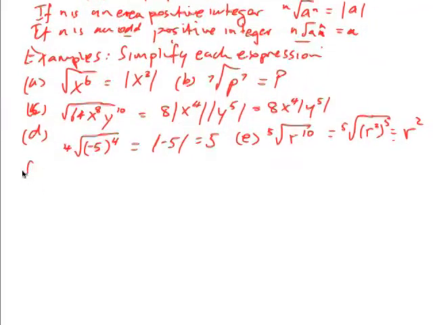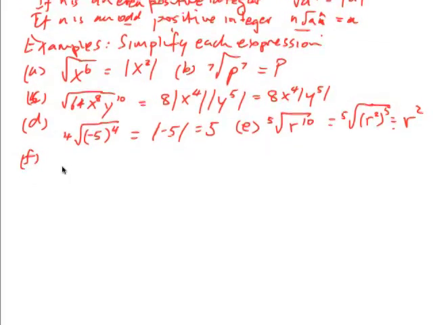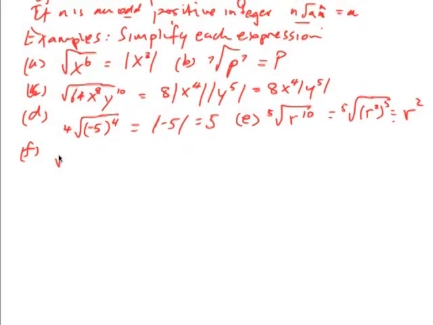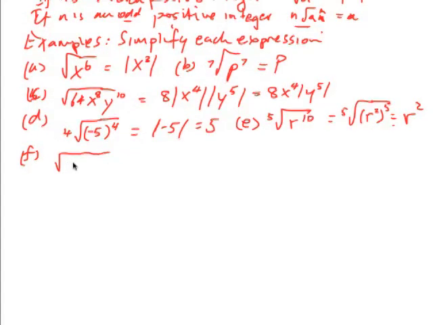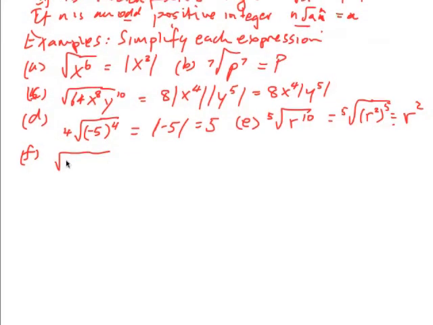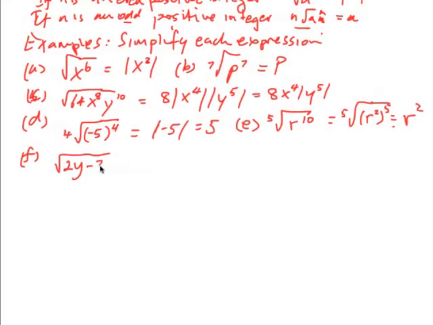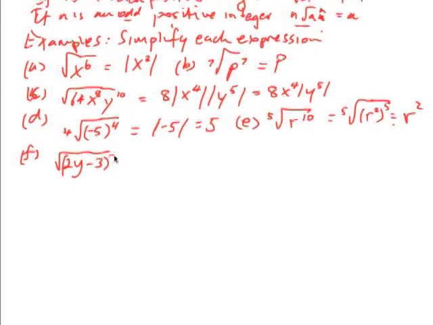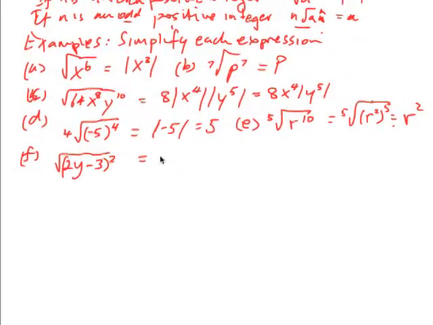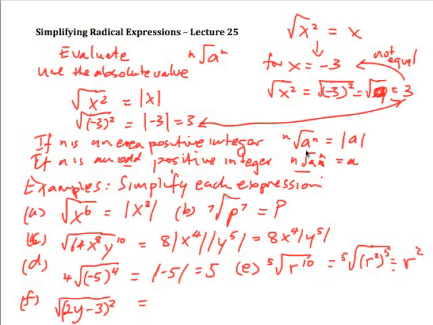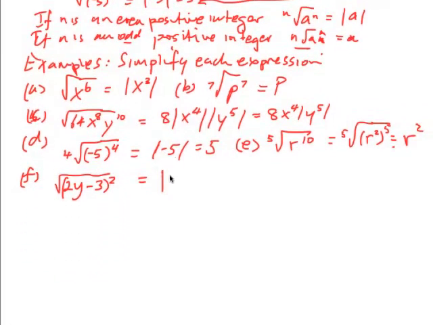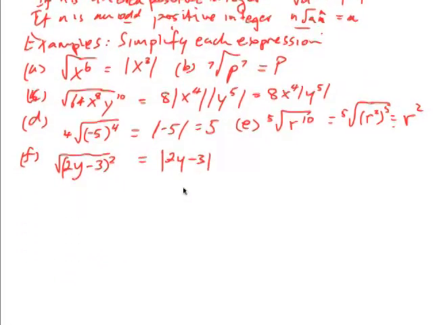All right, let's try the next one. Let's suppose that I have the square root of (2y − 3) squared. Now remember, this is a square, so n is even, so we've got to go up here again, n is even, so this is going to be the absolute value of 2y take 3.